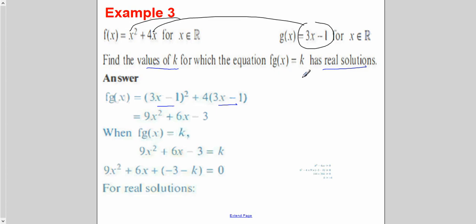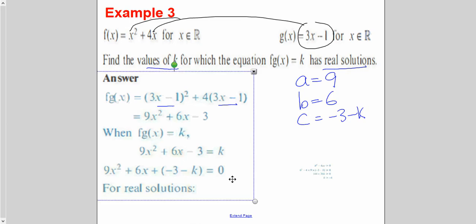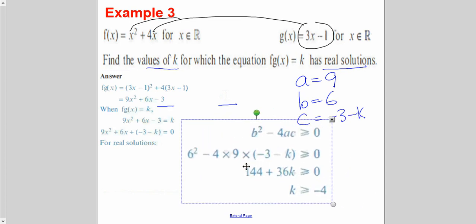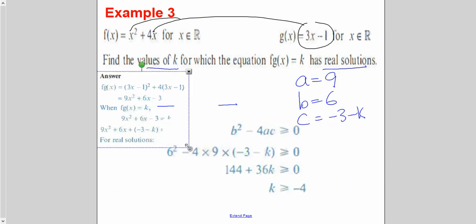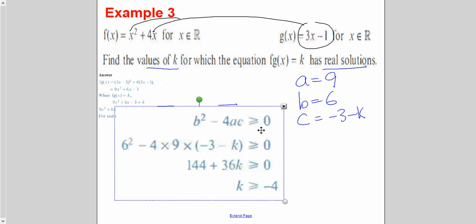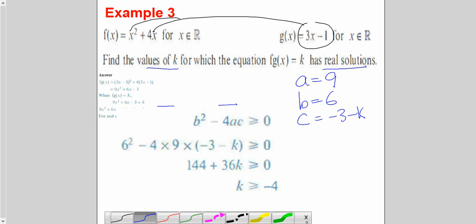So my a is 9 here. My b is 6 here. And my c is minus 3 minus k. So now you will apply b squared minus 4ac greater than or equal to 0. And the reason is, it is saying the equation has real solution. So this is the discriminant greater than or equal to 0 for that case.